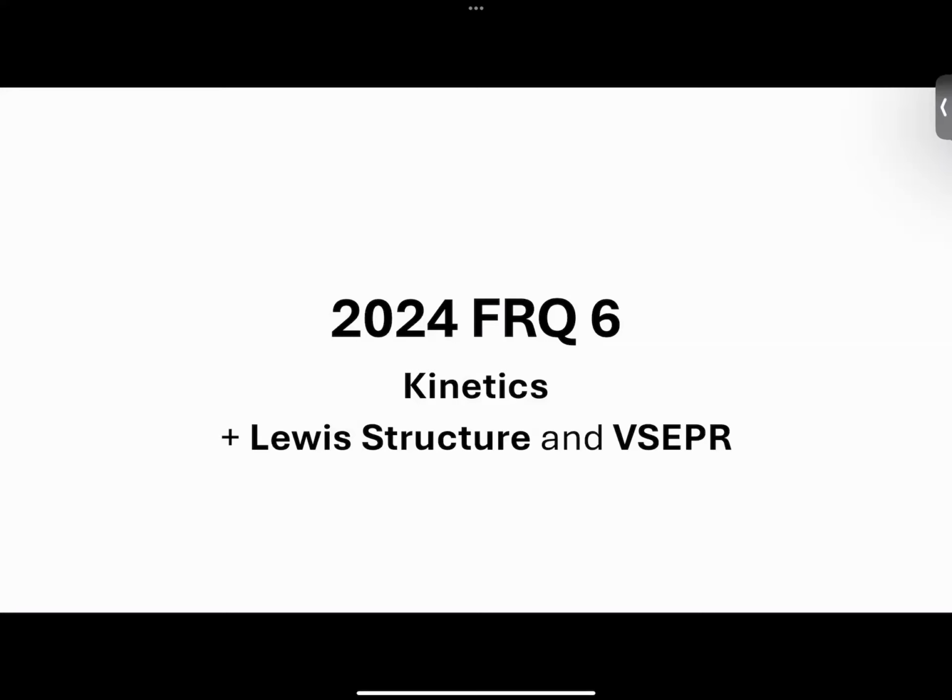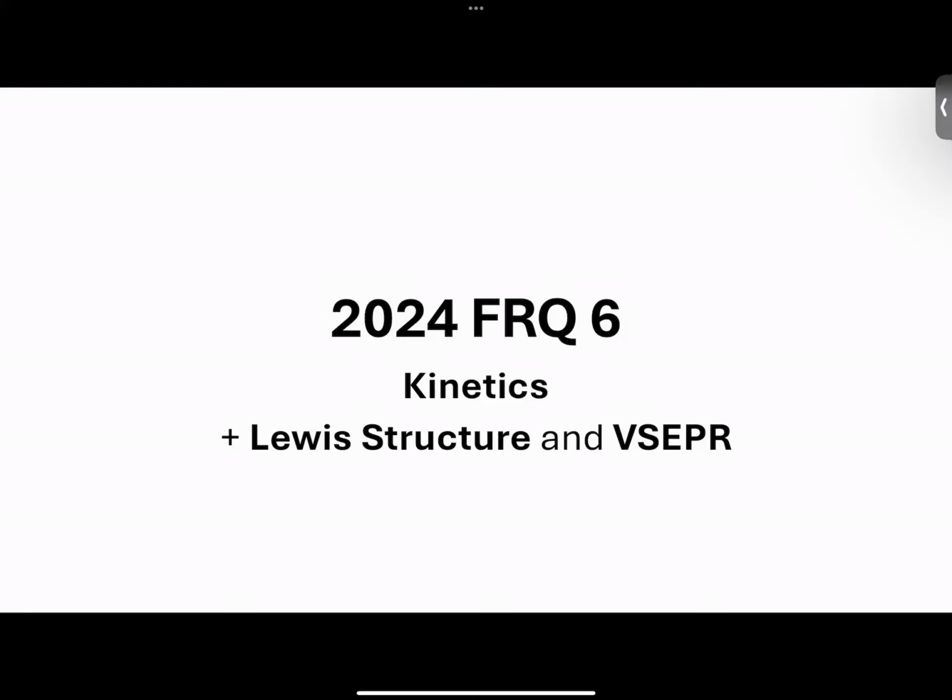Hello everyone, now let's look at problem number 6 of the 2024 free response problem. This is gauging our level of understanding for kinetics, Lewis structure, and valence shell electron pair repulsion theory. This is very important because it is part of a free response problem for the 2024 AP exam, but usually it can be easily transferred into multiple choice problems.